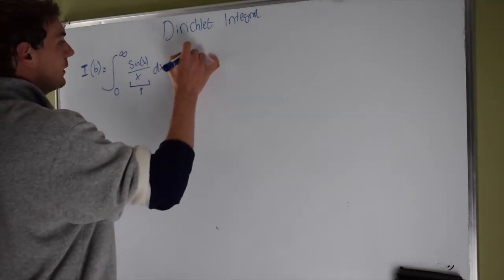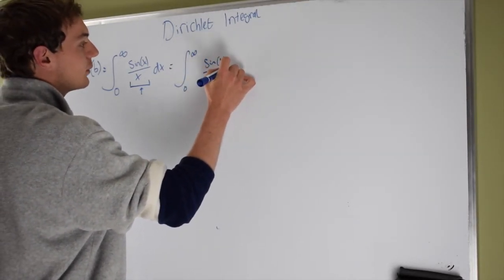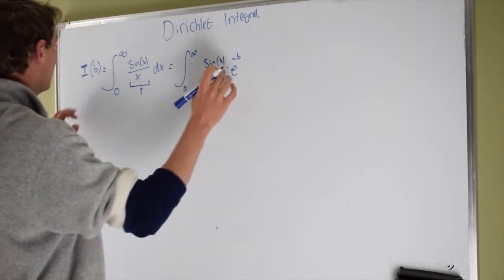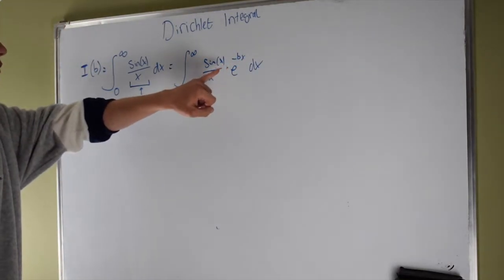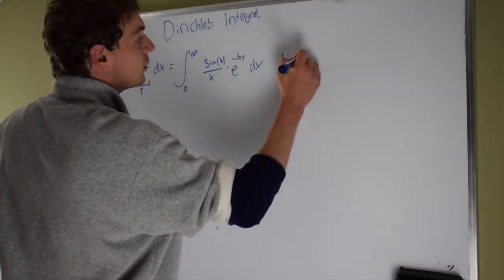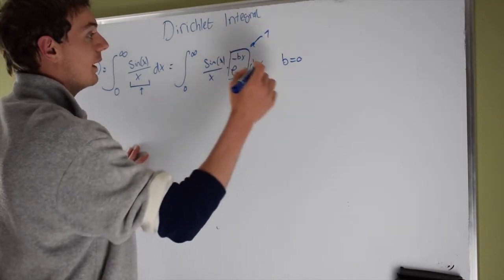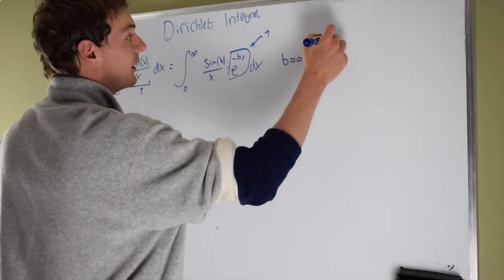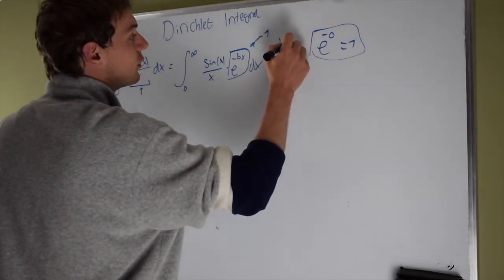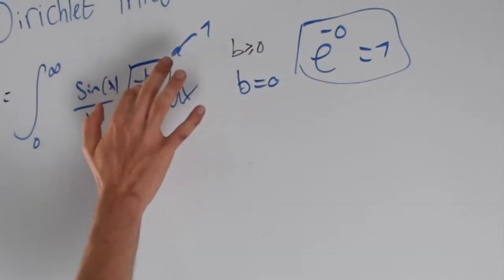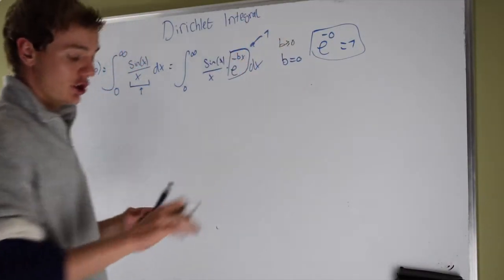So we can do that by doing the integral from 0 to infinity of sine x over x. Now we're going to multiply by e to the minus bx, so that's going to be our new parameter, in dx. So the only way this is true is if b equals 0, because if you take b to be 0, e to the minus 0 equals 1. So another thing to note is that b has to be greater than or equal to 0. This is because if b is negative here, then this becomes a plus, and therefore e to the bx will just diverge, so we can't have that.